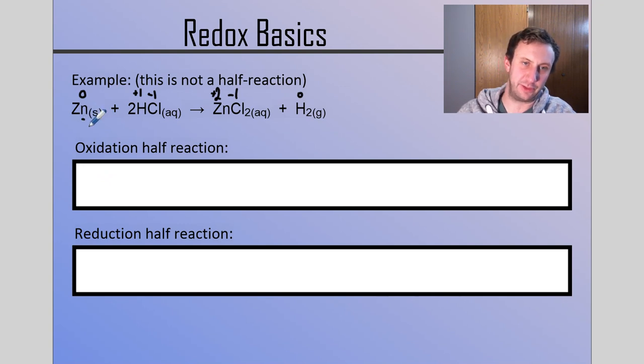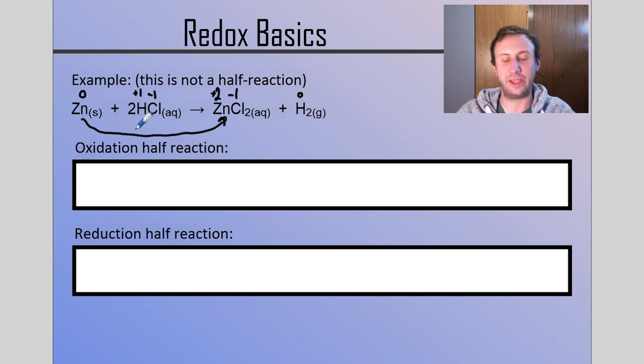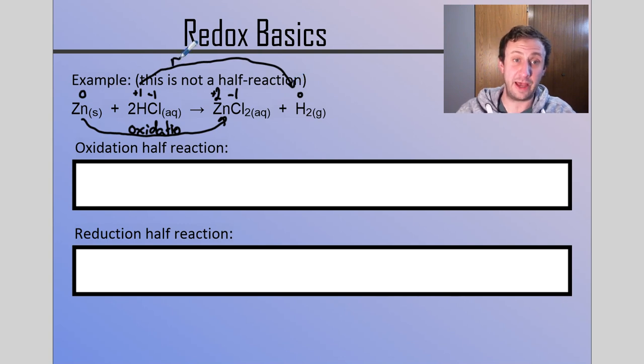Let's try drawing some arrows. 0 to +2, so it got more positive. It went through oxidation, right? The "poo," positive oxidation. Well, if I went from +1 to 0, that's my reduction, because it became more negative going from +1 to 0.